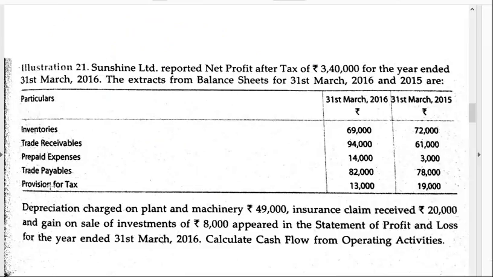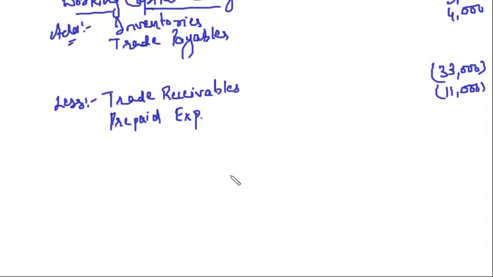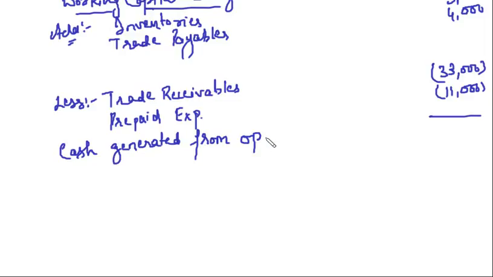Anything else related to the working capital changes? I think we have covered. Provision for taxation we have covered. Depreciation we have covered. Insurance claim we have covered. Gain on sale of investment we have covered. So what we get is, this is cash generated from operations, right? This figure comes to 3,37,000.